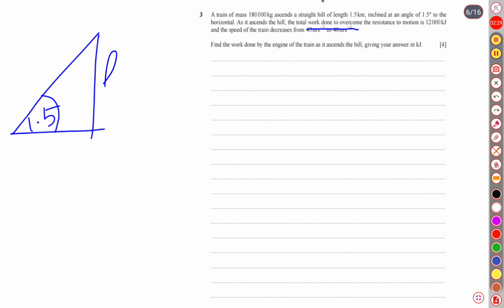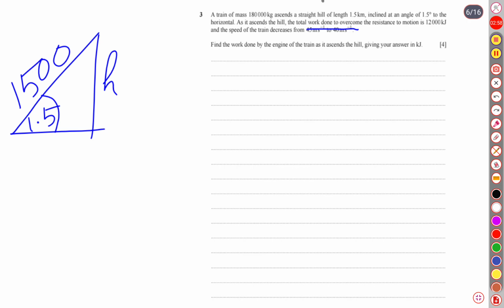And this one is the height of the hill, and the length of the hill is given 1.5 kilometer. But remember, kilometer should not be the unit while solving the solution. The standard unit of length is meter, so we have written it in meter. And the mass of the train is 180,000 kg.